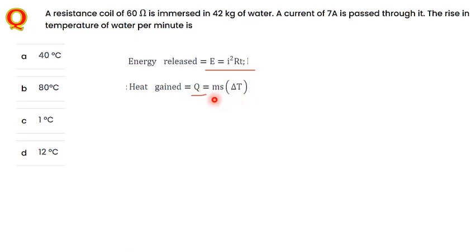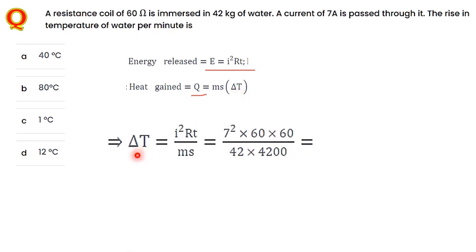From this one we have to mention the mass of the water and the specific heat capacity of the water. From this one, how much the temperature of the water can be raised. So from this one, delta T is equal to Q divided by ms. Q divided by ms. Q is nothing but I square RT, that is the energy released here. This energy is gained by the water. So how much energy has been released? This is energy released per minute, so that's what they are asking here.